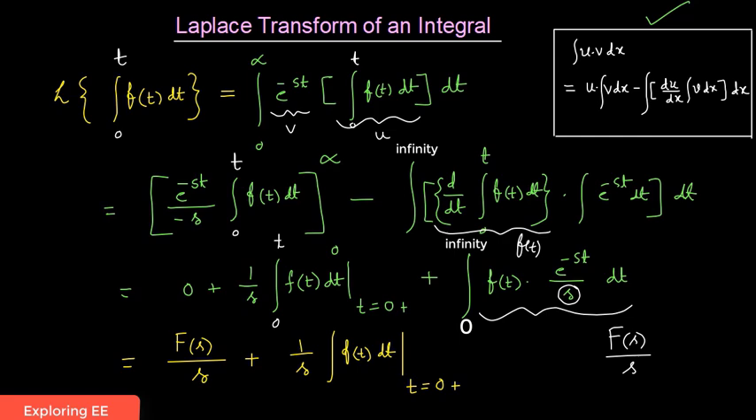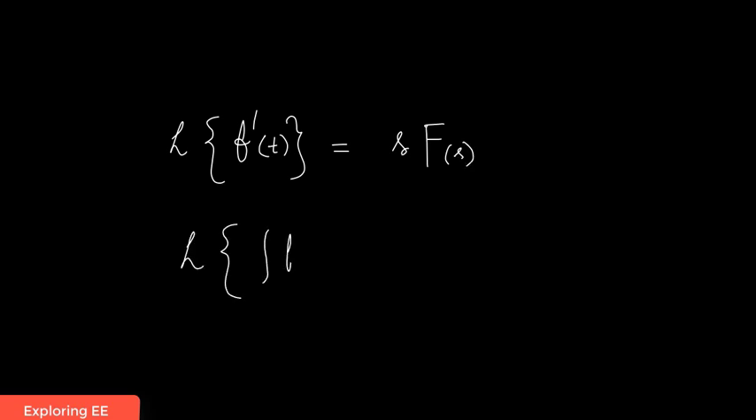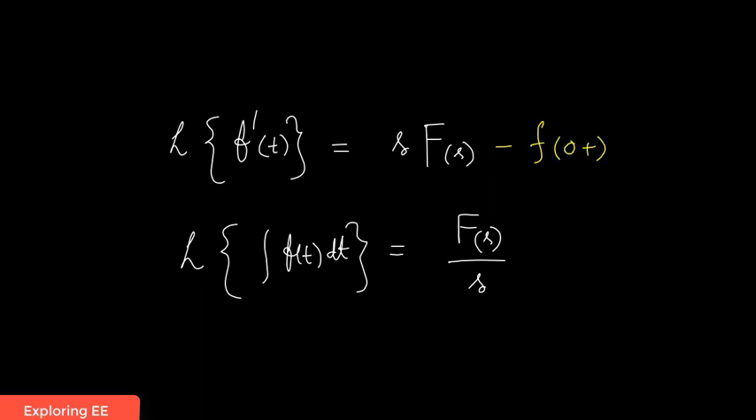If initial conditions are 0, if this value is 0, we can say Laplace transform of integration of a function is 1 by s times the Laplace transform of that function, and Laplace transform of the derivative of a function is given by s times the Laplace transform of that function, and for integration it is F(s) by s, neglecting the initial conditions. If initial conditions are incorporated, it will be minus f(0 plus), and here we have 1 by s times integration f(t) dt at t equal to 0 plus.